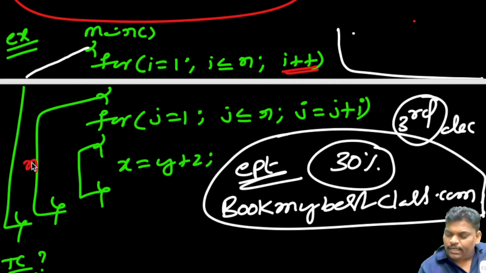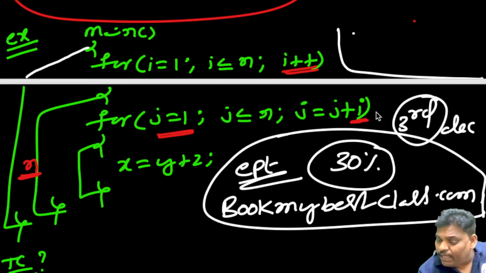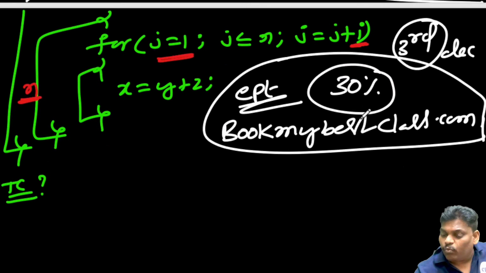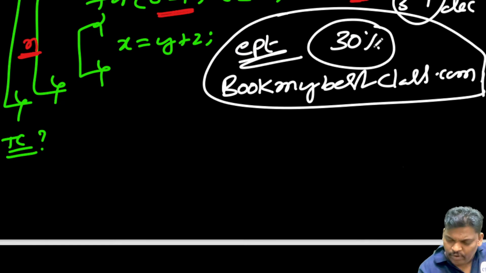Now see the interesting answer. The I loop is n times, okay, but what about the J loop? Listen, every time it is incrementing not by 1, it is incrementing by I. The J loop is not incrementing every time by 1, not by 2, it is incrementing every time by I. What is the meaning? Let's see this one.